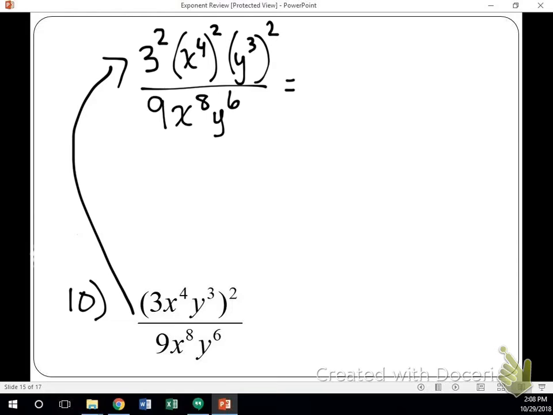Let's work on simplifying the numerator. What is 3 squared? 9. If I take x to the 4th to the 2nd, what am I doing with those exponents? Multiplying. That gives me x to the 8th. What about y cubed squared? 6. Y to the 6th. Well, this is interesting.